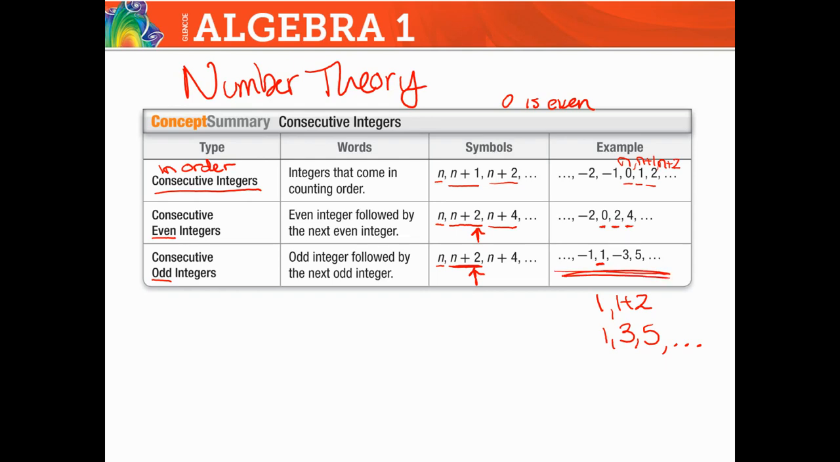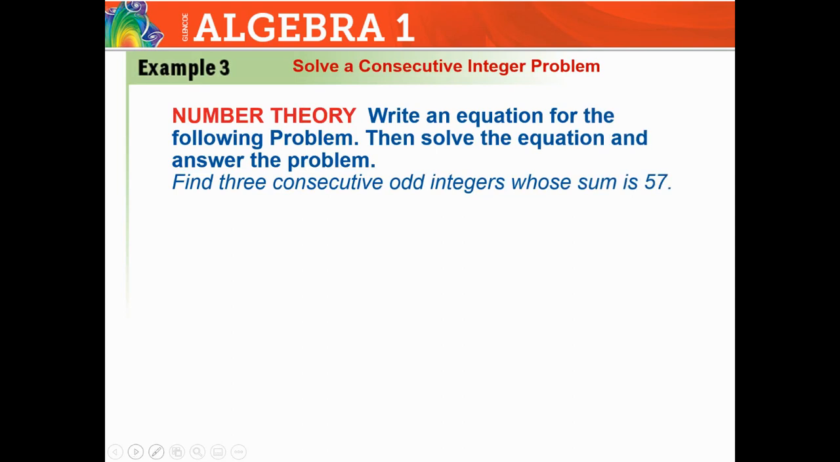So I'm not understanding their example, why they would give you that one. They should give you this example right here with the odd numbers. If we went in the opposite direction, we would be subtracting 2. So we would have 1 minus 2 to get -1, and so forth in this direction, okay? All right. Write an equation for the following problem, then solve the equation and answer the problem.